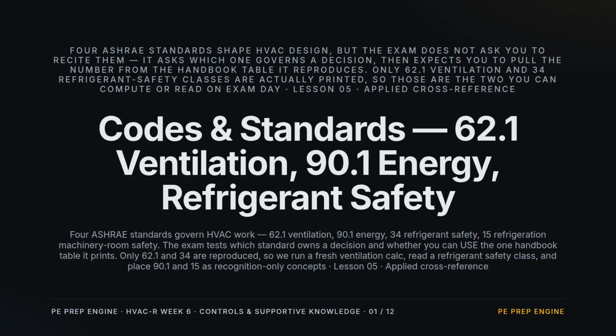Week 6, Lesson 5, Codes and Standards. 4 ASHRAE standards shape HVAC design. 62.1 for ventilation, 90.1 for energy, 34 for refrigerant safety, and 15 for the refrigeration machinery room. The exam doesn't ask you to recite them, it asks which standard governs a decision, and whether you can use the handbook table it prints. Only 62.1 and 34 are actually reproduced, so we'll run a fresh ventilation calc, read a refrigerant safety class, and place 90.1 and 15 as recognition-only concepts.